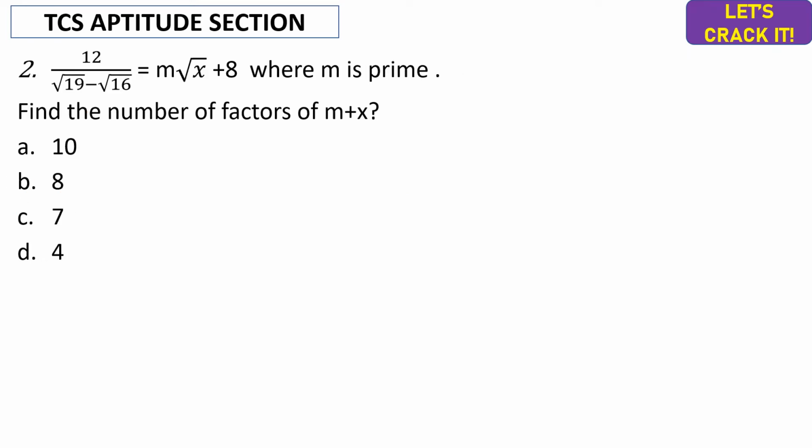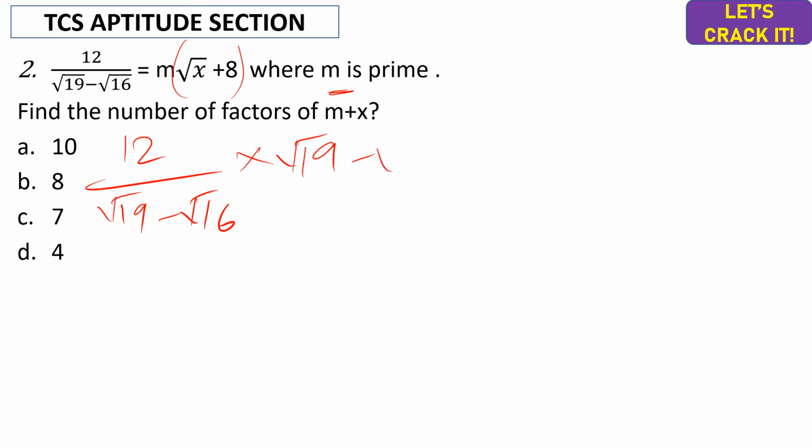Moving on to the next one. Here we have an irrational number represented as m of root x plus 8. Here a bracket should be there. m is a prime, and we need to find the total number of factors of m plus x. For this I need to rationalize the denominator first. The first step is rationalizing the denominator, so multiplying and dividing by root 19 plus root 16.